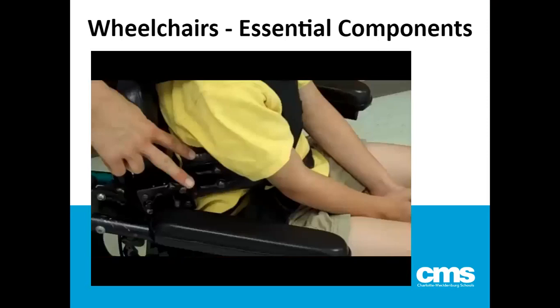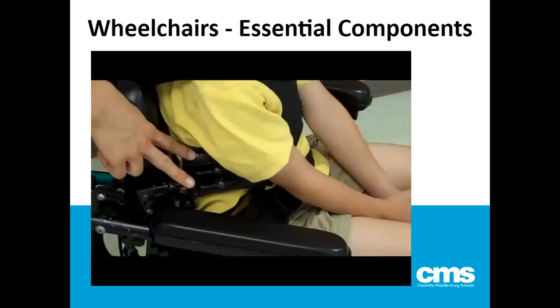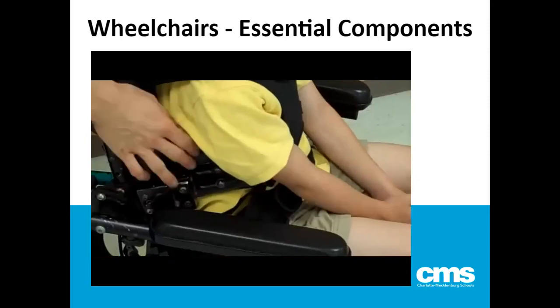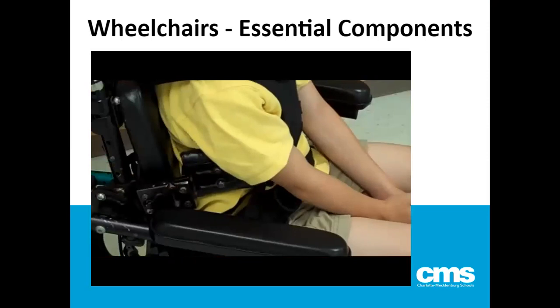Another feature that a student with decreased trunk control will have on their wheelchair are lateral supports. These give the student support on either side of their trunk. Some laterals have a swing-away option that assists with making transfers in and out of the wheelchair easier.